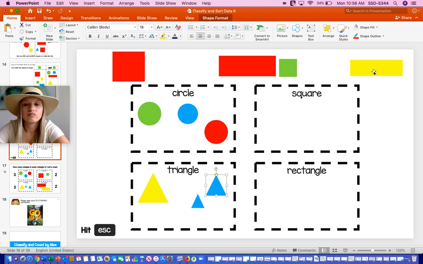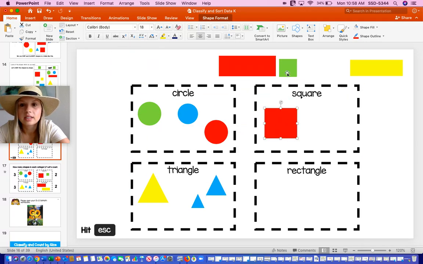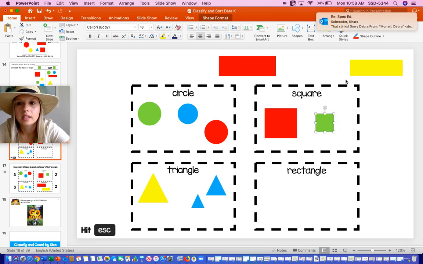Triangle? Mm-mm. Okay, squares. Remember, a square has 1, 2, 3, 4 sides, 1, 2, 3, 4 vertices. And if you flip it, it stays a square. Is this a square? Is this a square? No, that's a rectangle. Remember, if I turned my rectangle from a hot dog, it would turn into a building. Not a square. What about this one? Yeah. And what about this one?